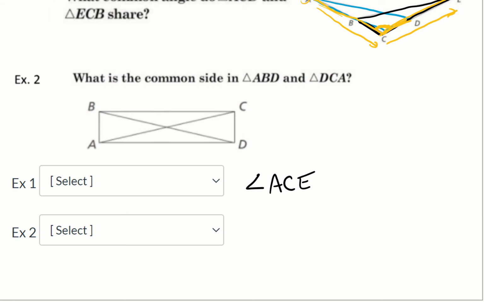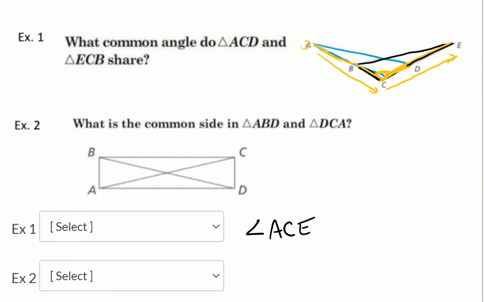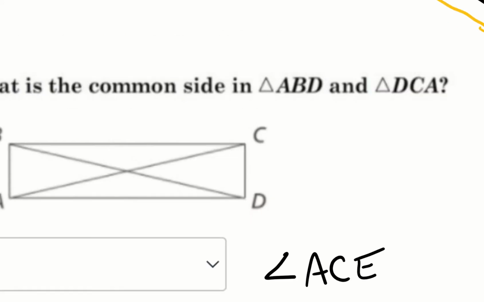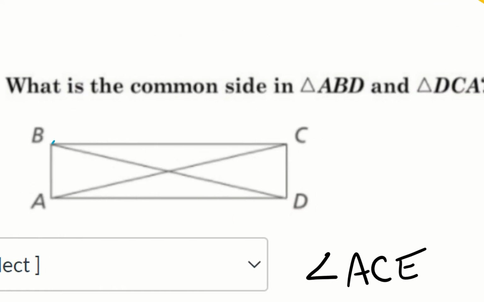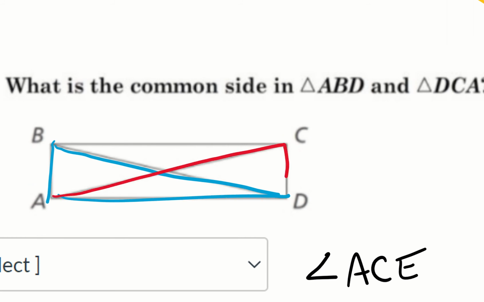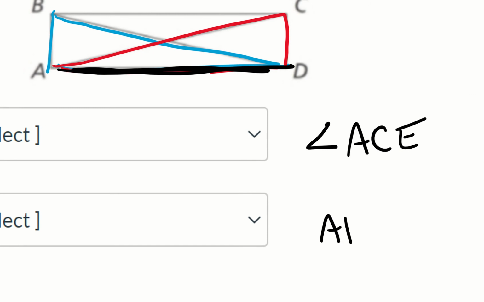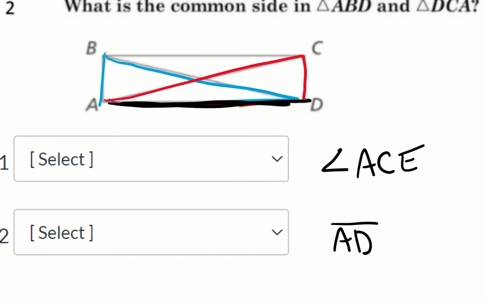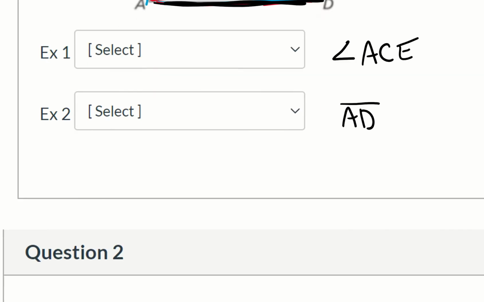And then for example 2, what is the common side that the following two triangles share? So again, if we look at the two triangles, we have this one, and we have this one, and you can see that where the blue and the red overlap, they seem to share this side, and this side is AD, so they share AD, line segment AD. And there you go, there's your response.